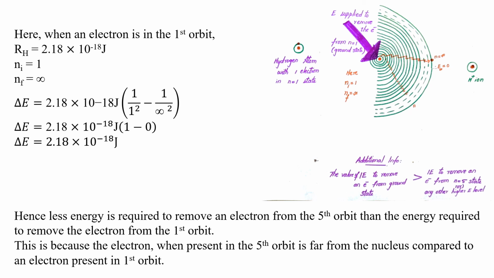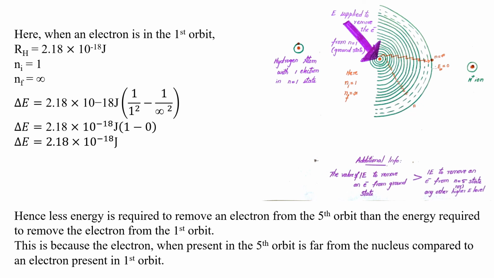Now if you look at the values of delta E you got in both these cases, you find that it is a positive value. In the case of the electron moving from the fifth orbit to infinity you get a positive value, and in the case of the electron moving from the first orbit to infinity also you get a positive value. What does this mean? This refers to the energy which is supplied by you. Ionization energy is nothing but the energy which you supply to an electron of an atom in order to remove it from its orbit to infinity, or in other words out of the atom.